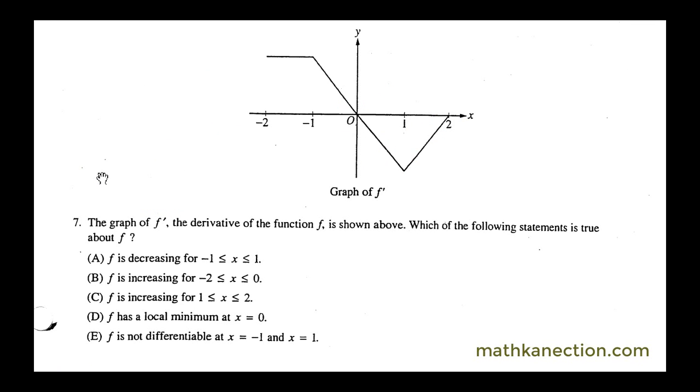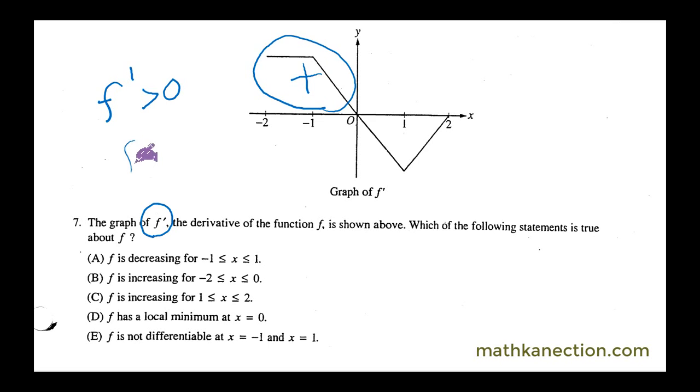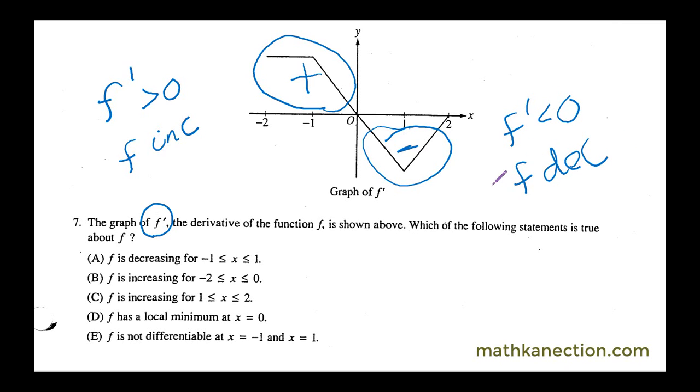Okay, in problem number 7, we want to know which of the following statements are going to be true about f, but we've been given the graph of f prime. Okay, so if this is the graph of f prime, and we know that f prime is above the x-axis, that means f prime is going to be positive. And when f prime is positive, that's going to let us know that the original function would be increasing. So in the section from negative 2 to 0, we know f is going to be increasing. So I'm really liking letter B, but let me just double check. On f prime now is negative, so when f prime is less than 0, that would mean that the original function f would be decreasing. And it says f is decreasing from negative 1 to 1, so I don't like that answer. I still like B, I'm going to keep that right now.